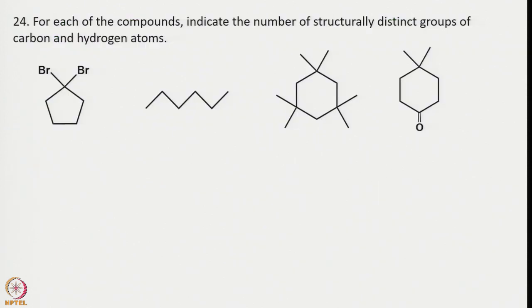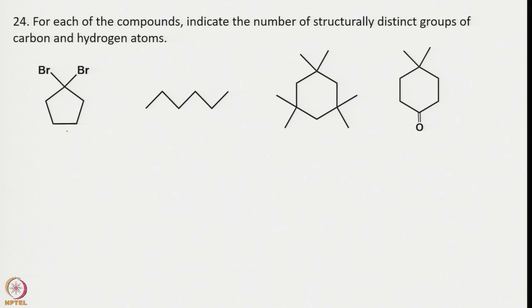I have 4 different molecules here. For each of the compounds, indicate the number of structurally distinct groups of carbon and hydrogen atoms. It is not to specifically tell the chemical shift value. It's very difficult. Nobody would ask you all the information. The only thing is you should be able to tell how they are going to split, or at least as simple as how many different types of distinct groups of carbon and hydrogen are there.